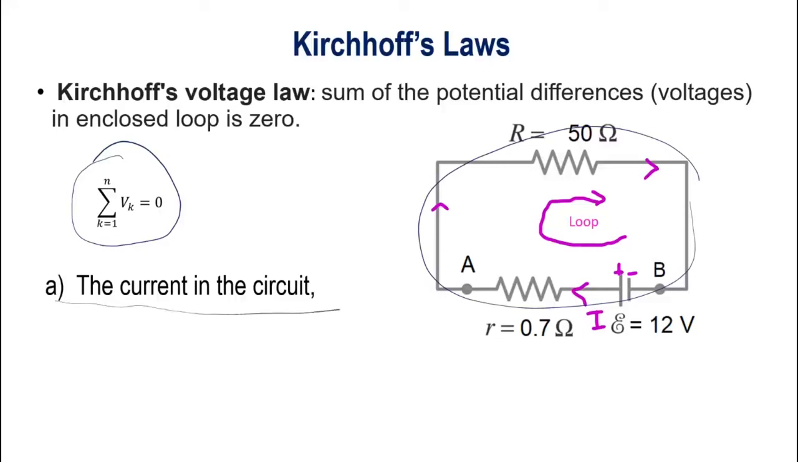To solve for the current in this circuit, first we need to choose a loop. This is our direction of this loop. You can choose it clockwise, you can choose it counterclockwise. It doesn't affect your result. Then you need to look at the current. How do we find the direction of the current? You look for your EMF.